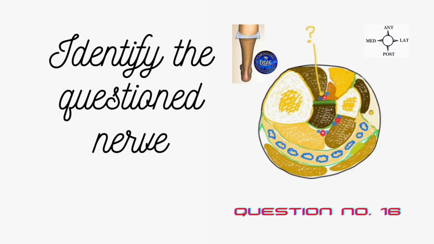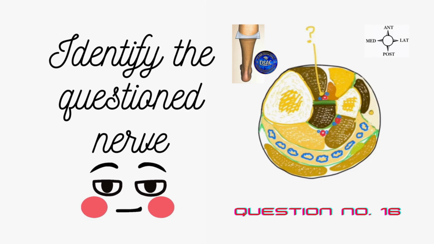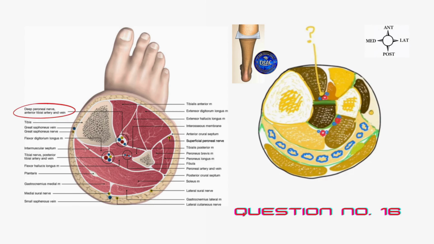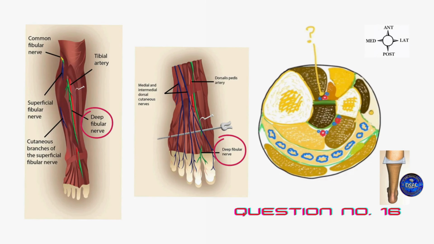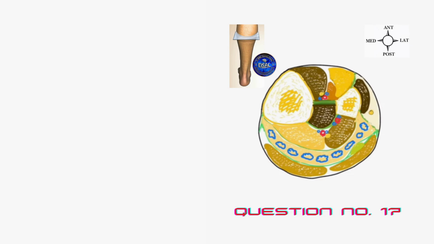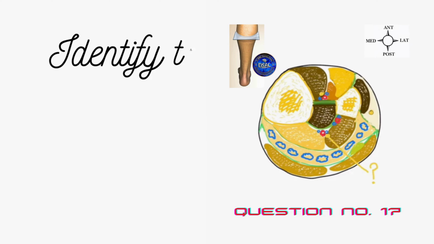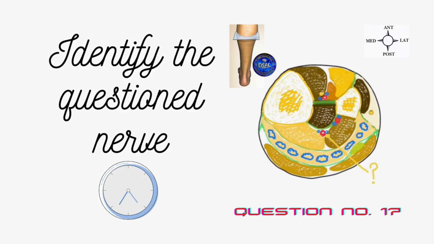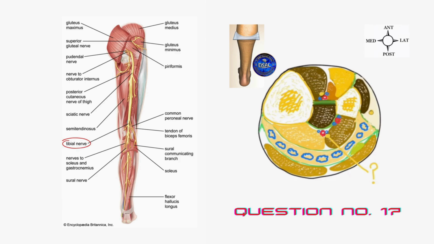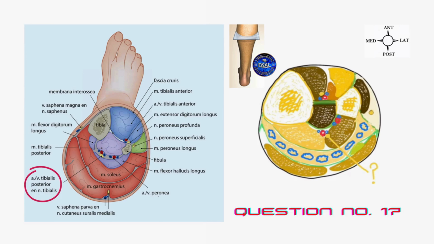Identify the questioned nerve. This is deep fibular nerve or deep peroneal nerve, the motor nerve supply of the front of leg and dorsum of foot. Identify the questioned nerve. This is tibial nerve, a terminal branch of sciatic nerve in the back of leg. Tibial nerve runs on the surface of tibialis posterior muscle in the back of leg.